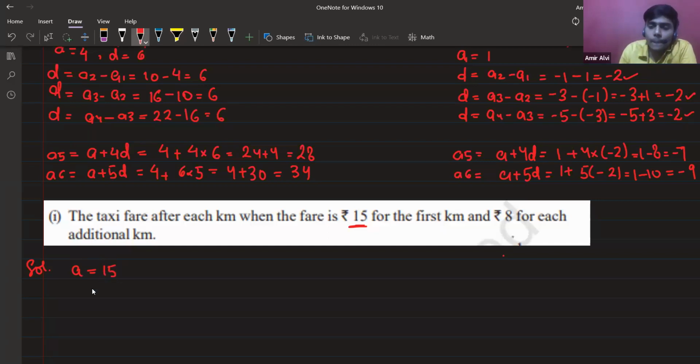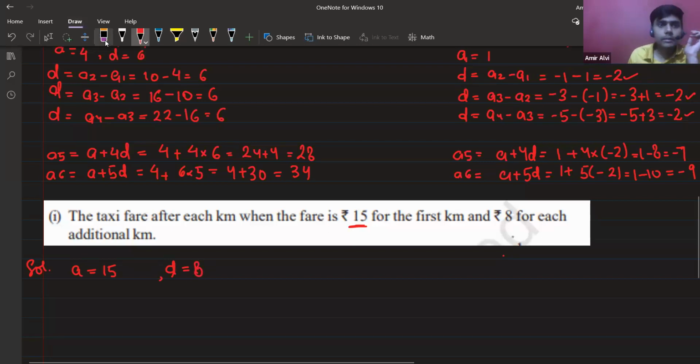Clear or not? And afterwards, after just 1 kilometer, the additional charge is 8 rupees for each additional kilometer. Very good. So can I say that after each kilometer, we are just adding 8 to the previous term? Yes, sir. Karishma, Adil, Faiz, clear? Hiba? That's great.